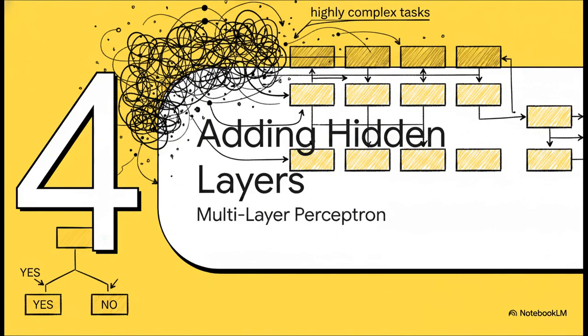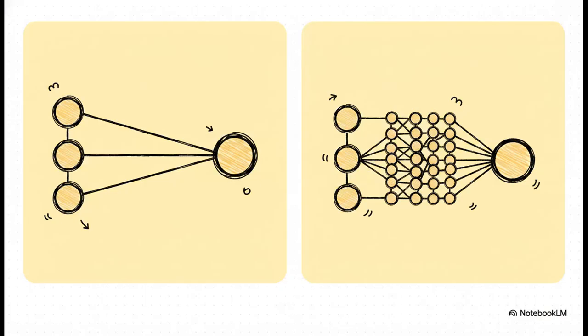Which leads us perfectly to Section 4, adding hidden layers. Enter the multi-layer perceptron. Now, simple yes or no decisions are great for basic exams, sure, but they aren't nearly enough for highly complex tasks. That requires us to evolve the architecture.